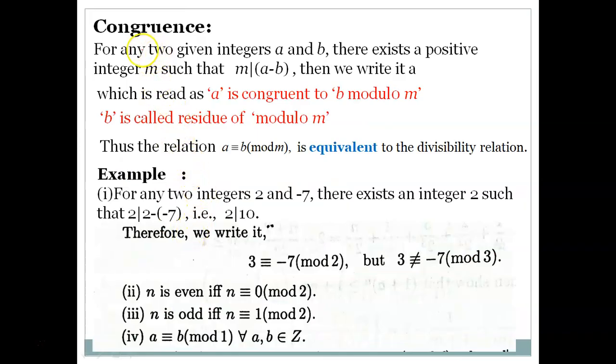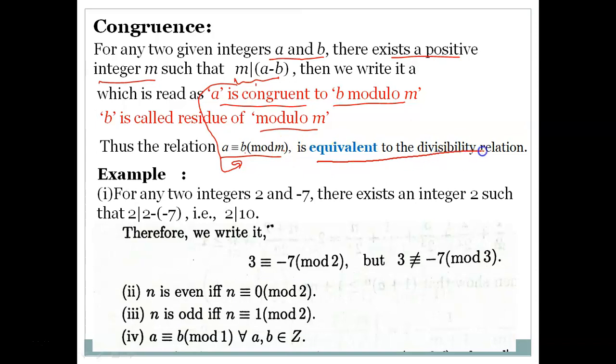Now the congruence. What is the definition of congruence? For any two given integers A and B, if there exists a positive integer m such that m divides A minus B, then this situation is pronounced as A is congruent to B modulo m, and here B is called the residue of A modulo m. This statement that m divides A minus B can be written like this, and it is pronounced as A is congruent to B modulo m. And it is equivalent to the divisibility relation, m divides A minus B.